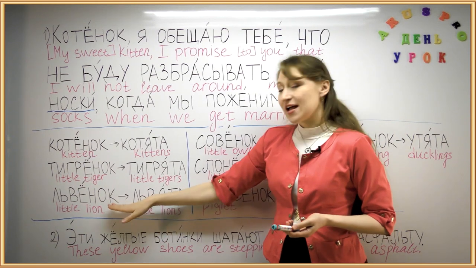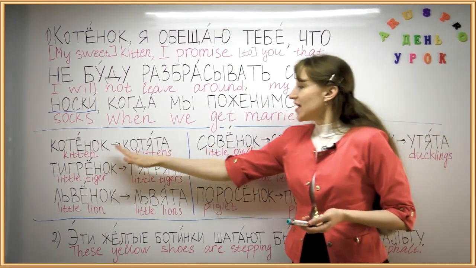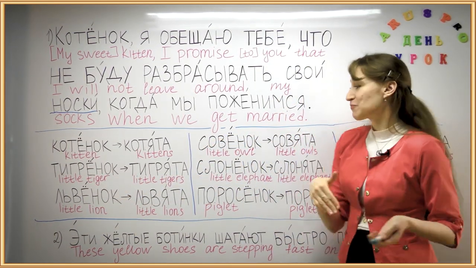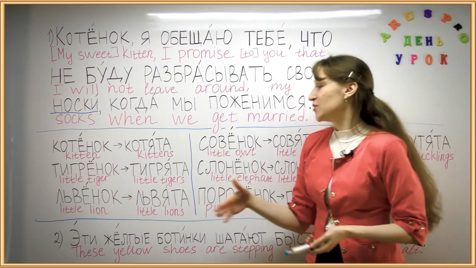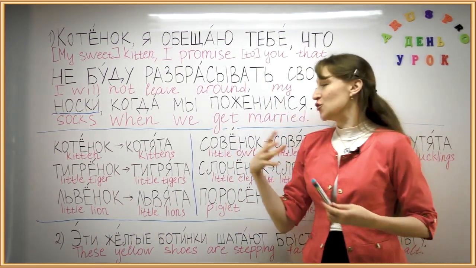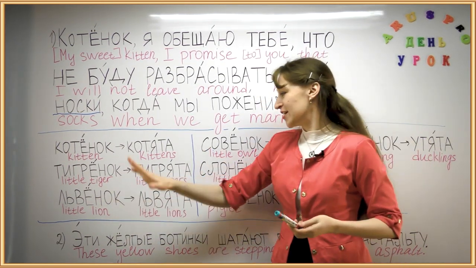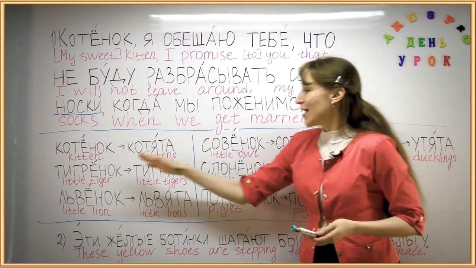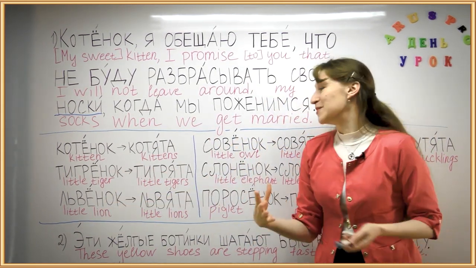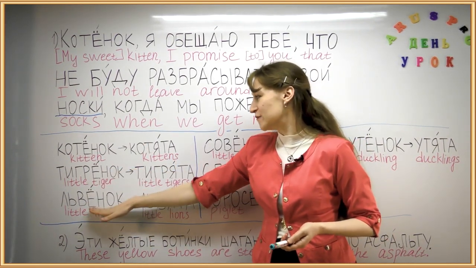Тигрёнок, львёнок, совёнок. These four can be used for both men and women. However, we use тигрёнок and львёнок more for men because, you know, they are more tough, like tiger and lion. But we still use them in their cute little diminutive form. So, little tiger, little lion, тигрёнок, львёнок.